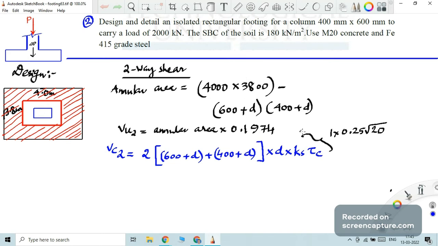Size of the rectangle is 600 plus d plus 400 plus d, because the projection beyond the column face is d by 2 for the critical section. So the VU2, that is the two-way shear force, is this annular area multiplied by 0.1974, and that is resisted by the face of concrete.